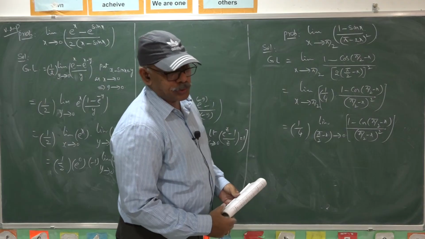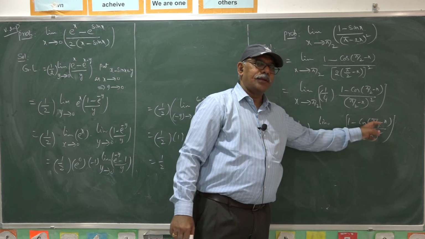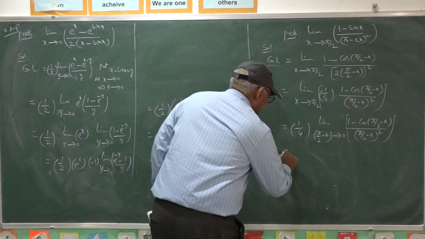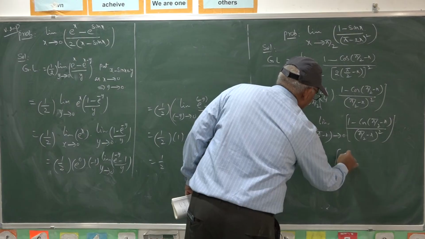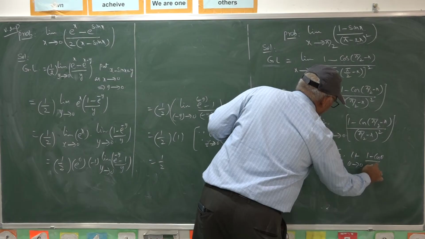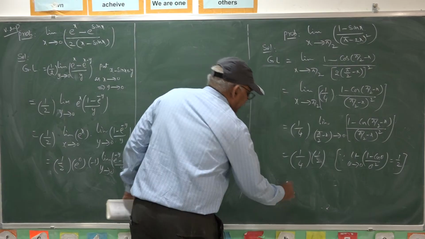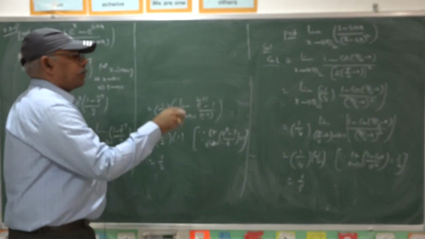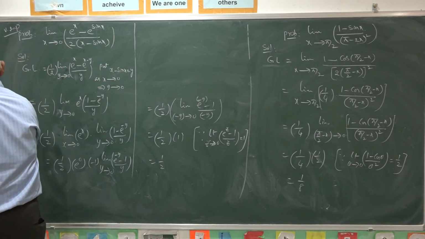Clearly, that was reduced to the form (1 minus cos y) by y square, as y goes to 0, which is clearly half. Since the formula is limit as theta goes to 0, (1 minus cos theta) by theta square, as theta measured in radians, is 1 by 2. So, hence the required limit is 1 by 8. By simple trigonometric changes, you can get the limit as a finite value.